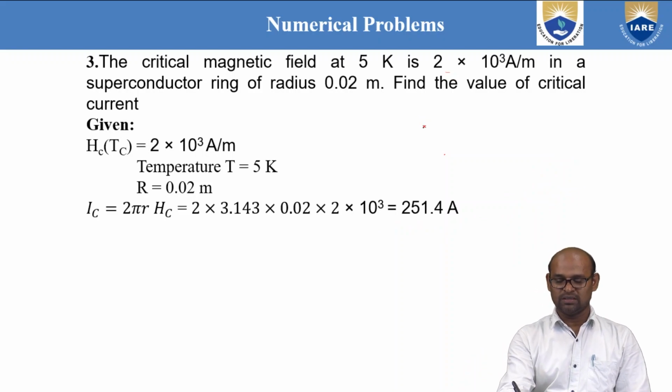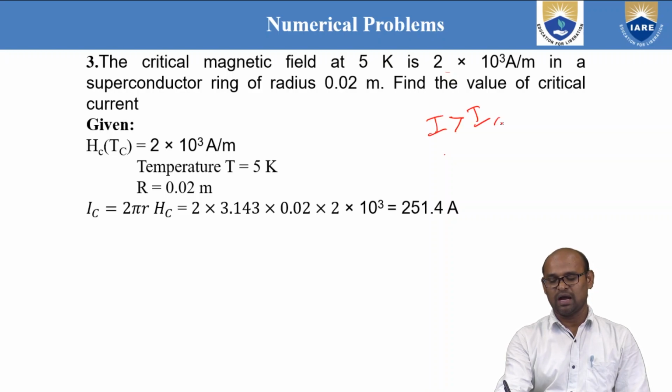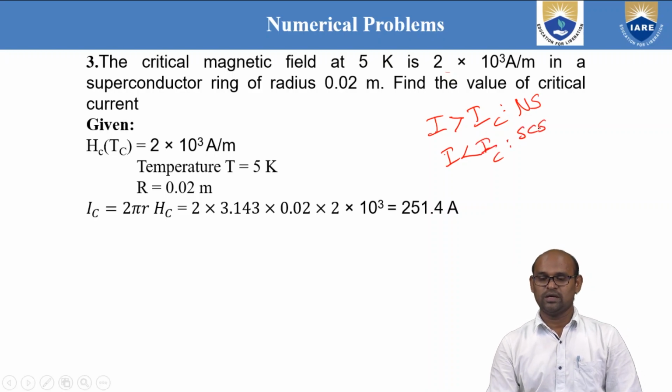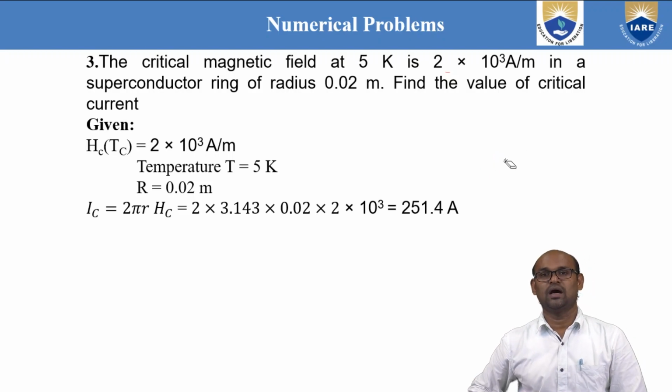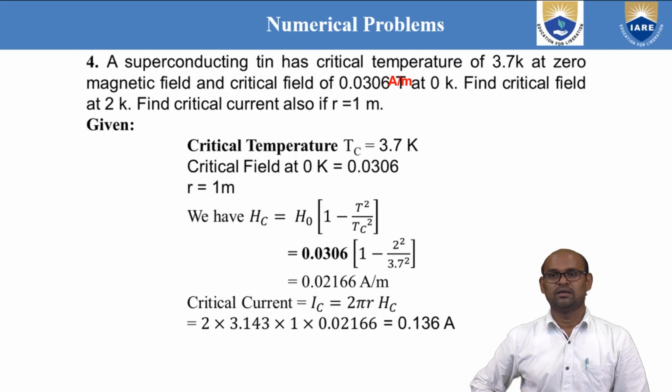Okay. So we know that the material is going to lose its superconducting state for I greater than IC. For I greater than IC, the material will be in normal state, and for I less than IC, the material will be in superconducting state. So this IC is the critical current. Based on the critical current also, the material can be either in superconducting state or in normal state.